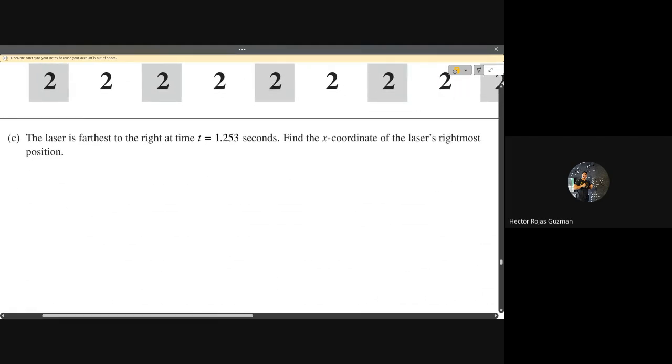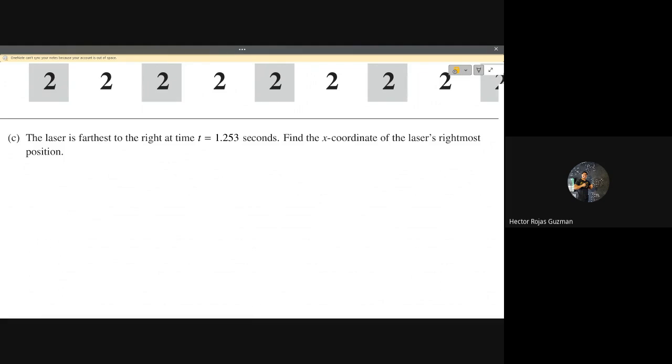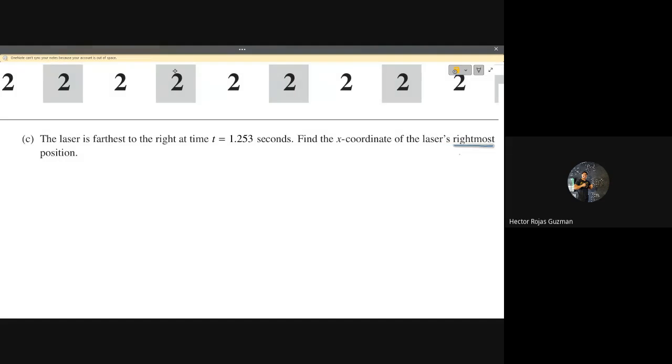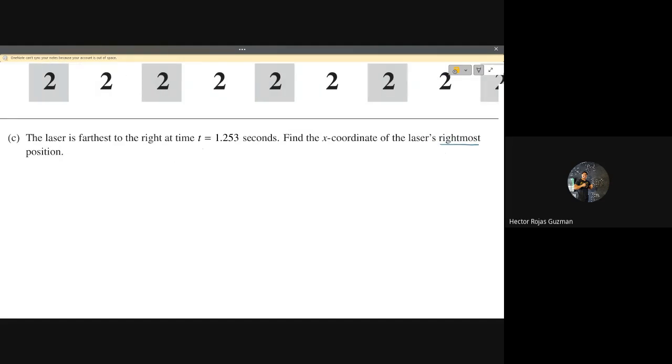The laser is furthest to the right at 1.253 seconds. Find the x-coordinate of the laser's rightmost position. So they're already telling us when the laser is at its furthest to the right. But now we want to find the position. And if you want to find a position at any given time, you should probably use this general formula: f of x equals the integral from a to x of f prime of t dt plus f of a.